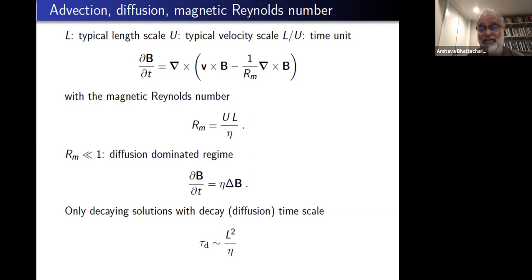I like questions. Okay, so if you write this in dimensionless form, you get this. And a pivotal role in this equation is played by this quantity, the magnetic Reynolds number, UL by eta. Eta is typically a very small number.